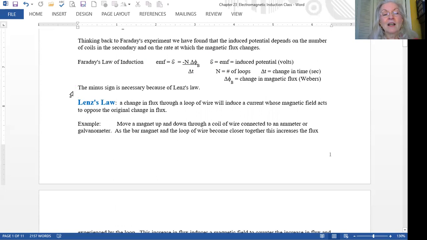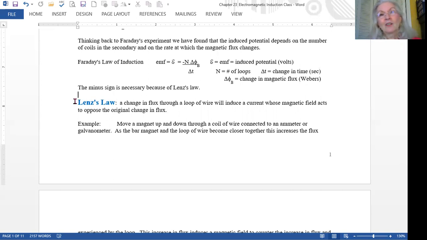And so the minus sign is there because of something called Lenz's law. Lenz's law says that a change in flux through a loop of wire will induce a current whose magnetic field acts to oppose the original change in flux. You know, oftentimes in nature, change is opposed. And so electricity is no different. We create currents to create magnetic fields.